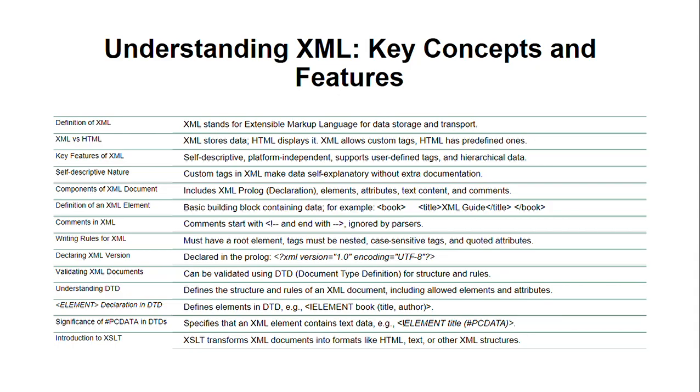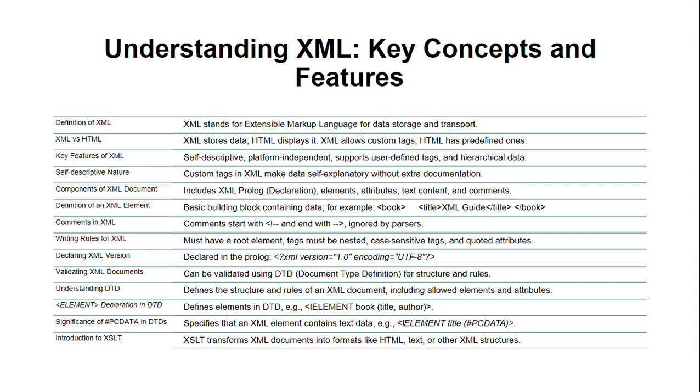The main components of an XML document are the XML prologue, that is nothing but the declaration of XML, the elements, that is nothing but the tags, their attributes, the content, and the comment. XML is basically for storing data.